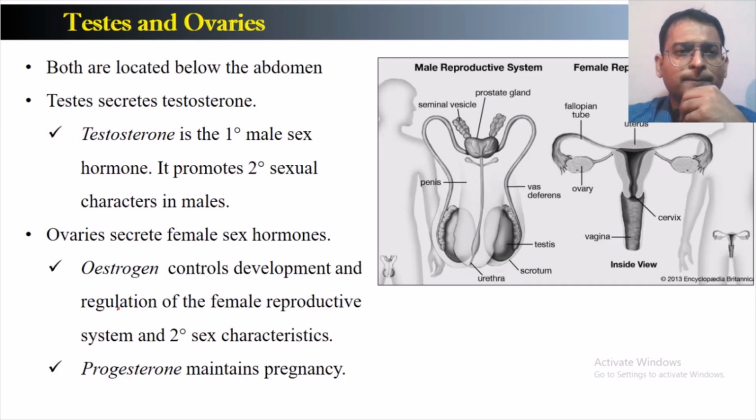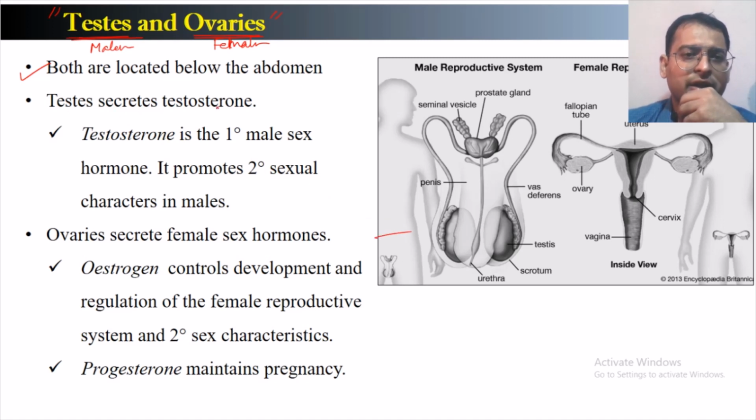Next we move on to the testes and ovaries. Both of these are important endocrine glands. They produce hormones which define the maleness or femaleness of an individual. Both of them secrete hormones, they are endocrine glands, and both are located below the abdomen.